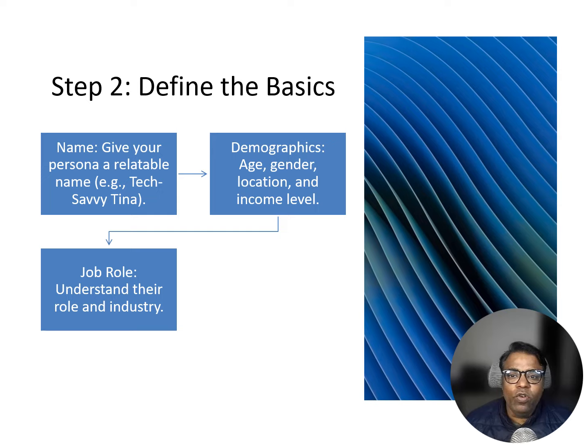Then define job role. What do they do for a living? What's their industry? So here's an example of a persona. Name: Tech-savvy Tina. Age: 32. Location: San Francisco. Job role: marketing manager at a SaaS company. So giving your persona a name and a backstory makes them feel more relatable.